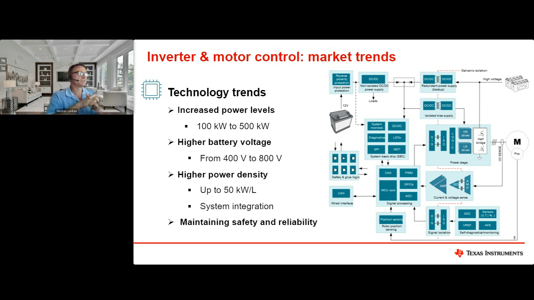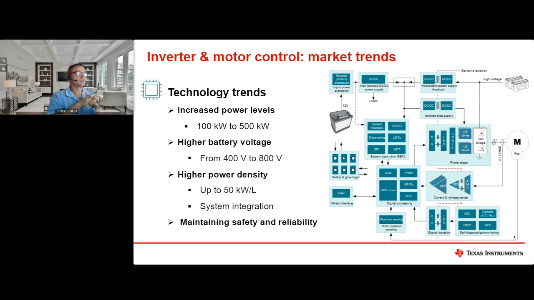We also see the trend to use higher battery voltage, so switching from 400 volts to 800 volts. The reason for that is because there's now a lot of silicon carbide FETs that can help with the efficiency, and those operate at higher voltages, 800 volts or more. And so we now have the opportunity using these new power stages to increase efficiency and improve the traction inverter design. Higher power density is another trend.